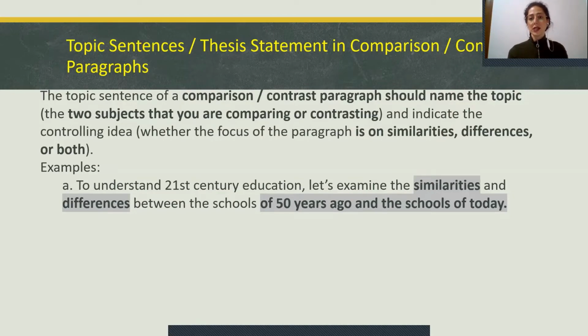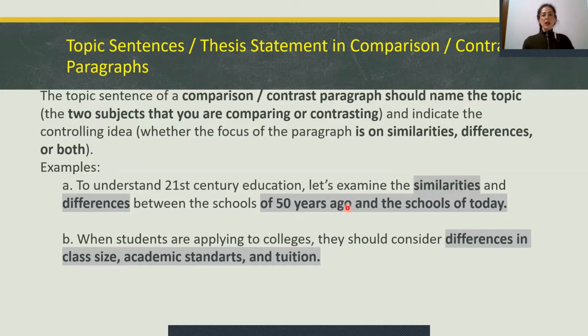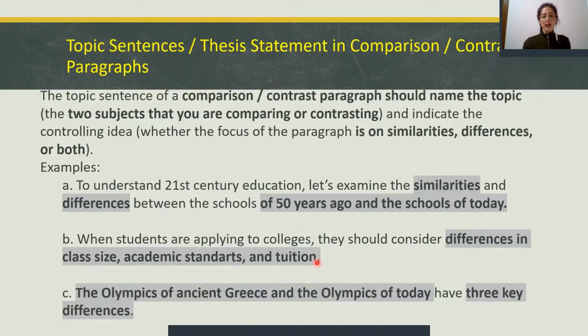Yes, we are continuing. When students are applying to colleges, they should consider differences. Differences here is the controlling idea. Which topics? Class size, academic standards, and tuition. These are the topics I'm comparing because it says differences. And the other example: the Olympics of ancient Greece and the Olympics of today have three differences. Difference is my controlling idea.